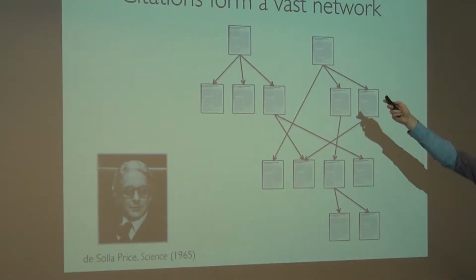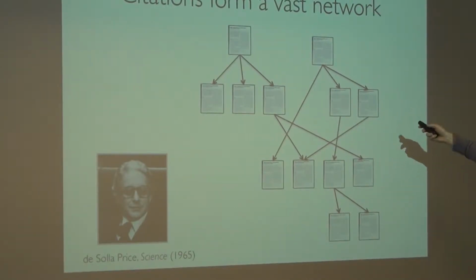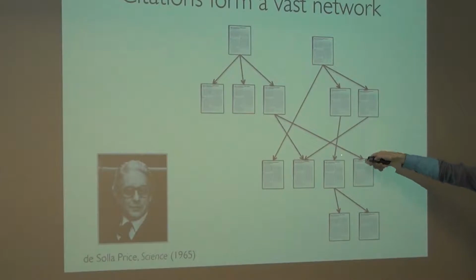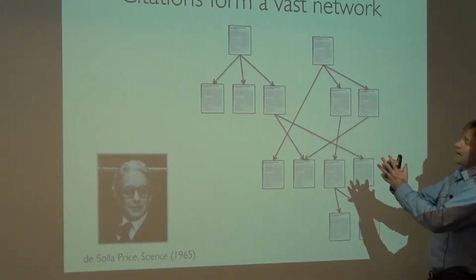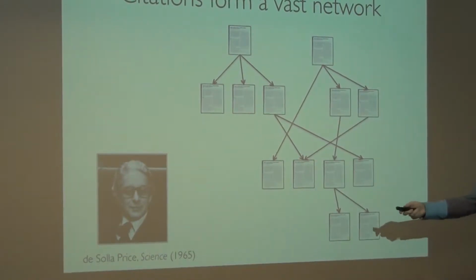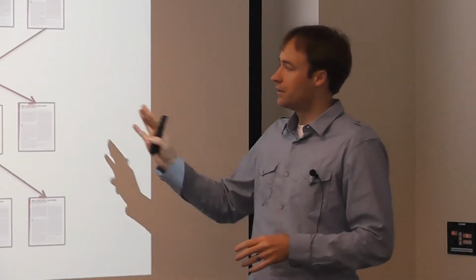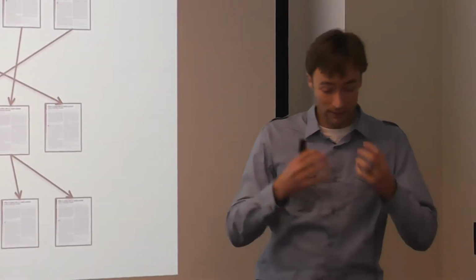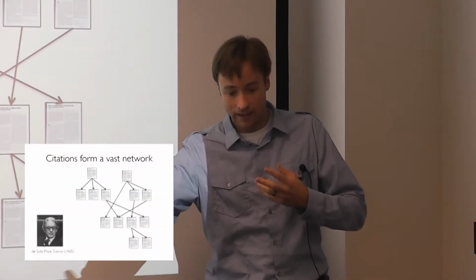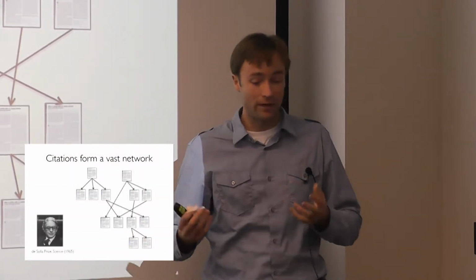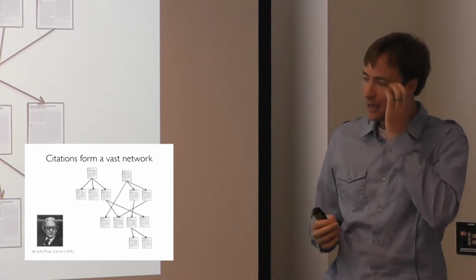But this idea that the scholarly literature, where the nodes are papers and the links are citations, forms this vast, beautiful network has been talked about for a long time. Probably the most famous paper on this was written by DeSolla Price in Science in 1965. By looking at the scholarly literature this way, you could tell a lot about where science has been and where it's going, and it can tell you a lot about scholarly evaluation.